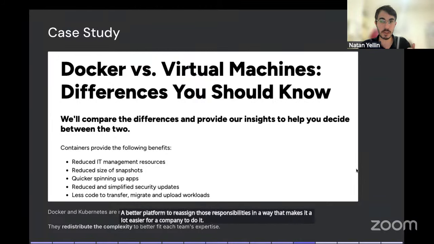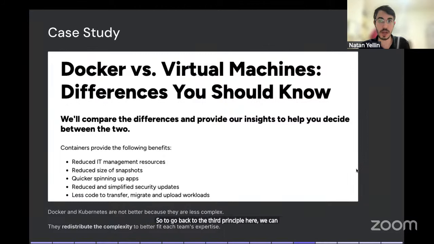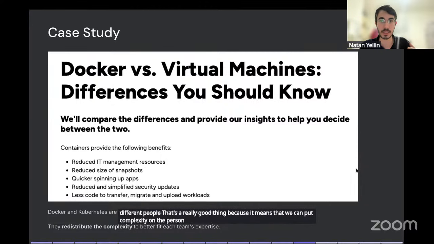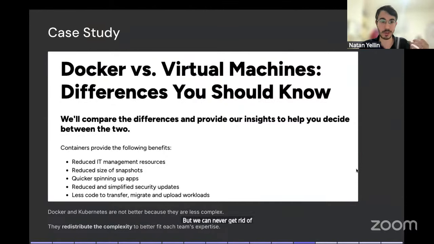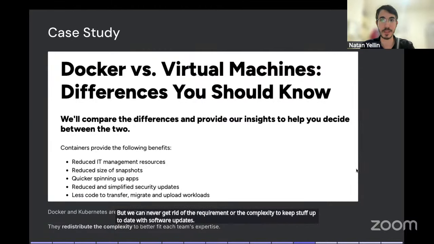So to go back to the third principle here, we can shift complexity around to different people. That's a really good thing because it means that we can put complexity on the person who is competent in handling that complexity. An infrastructure, an IT team, or DevOps team will be competent at updating the nodes. An application team will be competent at updating the software packages that they use and they know how to test that. But we can never get rid of the requirement or the complexity to keep stuff up to date with software updates and security updates.